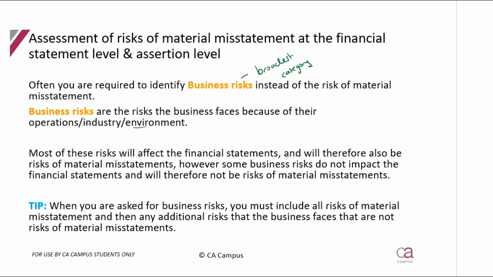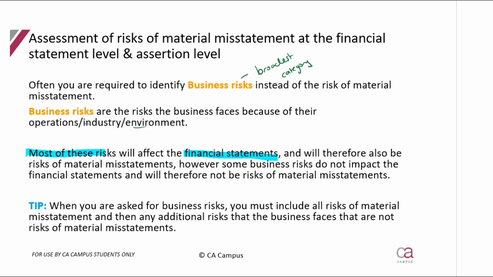I've just made a note so that you don't freak out if you get asked a business risk question. Most of the risks that the business faces will actually affect the financial statements, and so they would have been risks of material misstatement, whether at the financial statement level or at the assertion level. So don't think that you've got to find risks you've never seen before. The same risks you would have picked up at the financial statement or assertion level will fit there. So you put all of those down first, and then if you don't have enough and you can see other risks that you wouldn't normally include as risks of material misstatement, you can then add them.